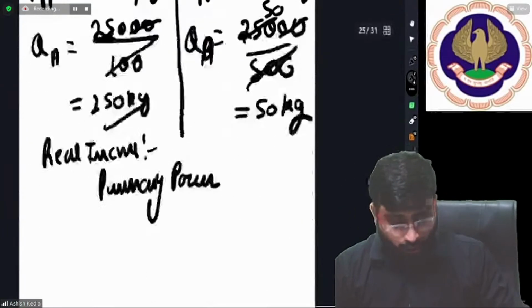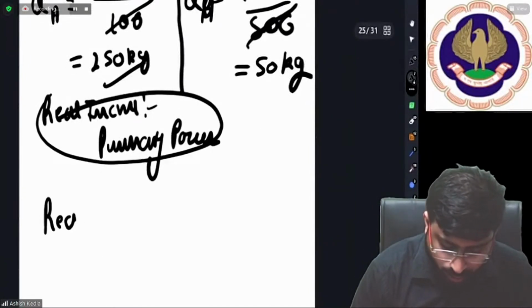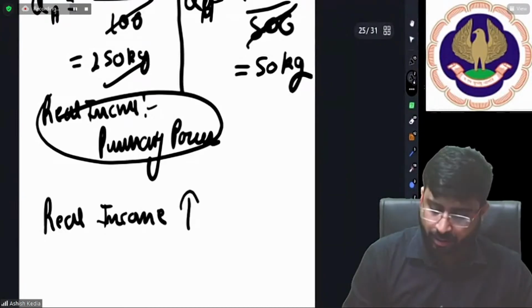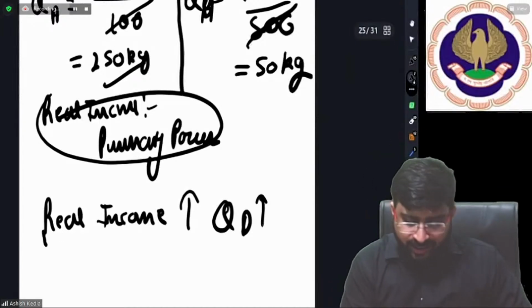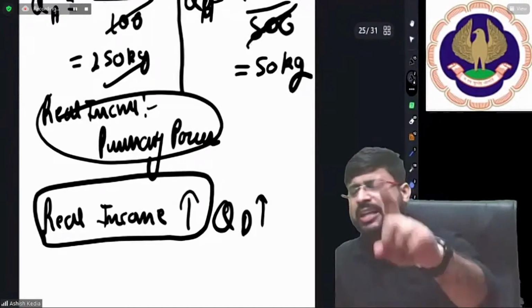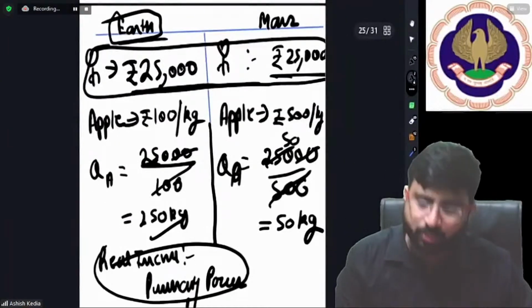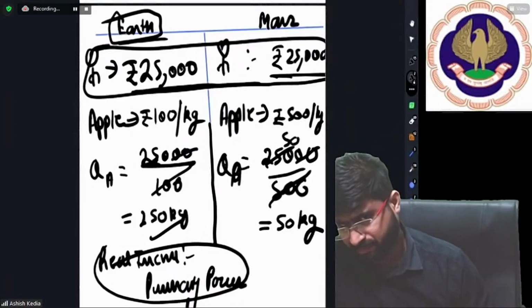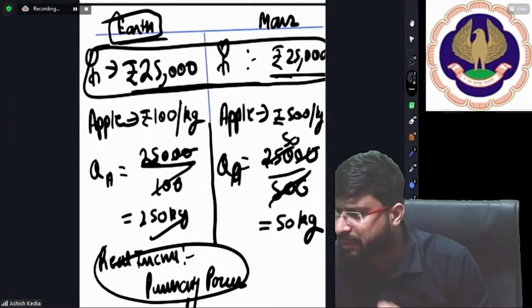Yes sir. So that's what I'm trying to tell you guys here, that if real income is more, pay attention, if real income is more, quantity demanded will be more. And who will tell me why real income is more on Earth and less on Mars? Both have the same nominal income. Why is real income different?